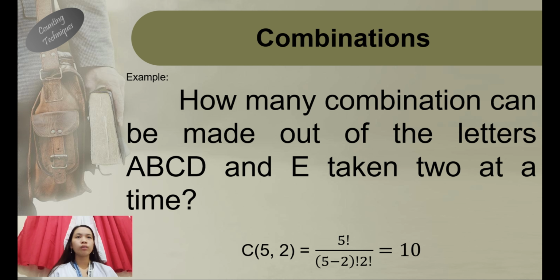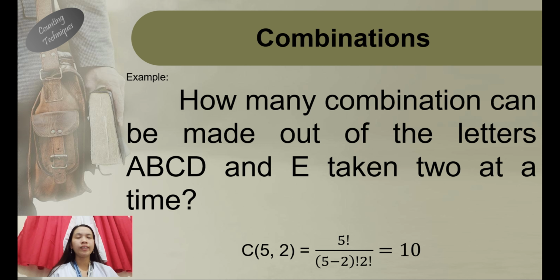So, 5 factorial is equal to 120. Then, we divide by 3 factorial times 2 factorial. 3 factorial is equal to 6 times 2. Then, 120 divided by 12 is equal to 10. So, we have 10 combinations.